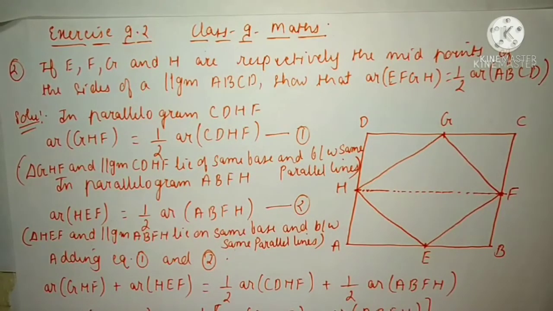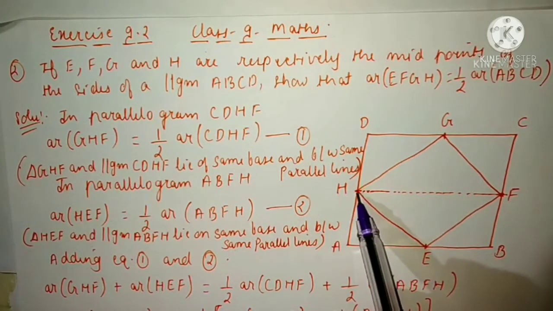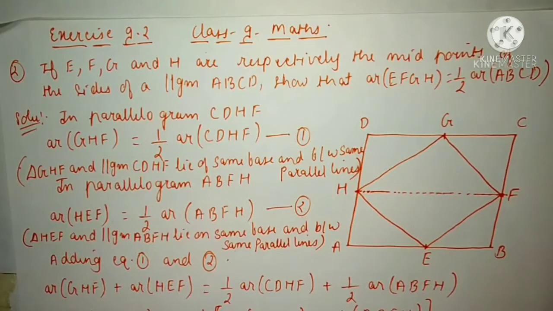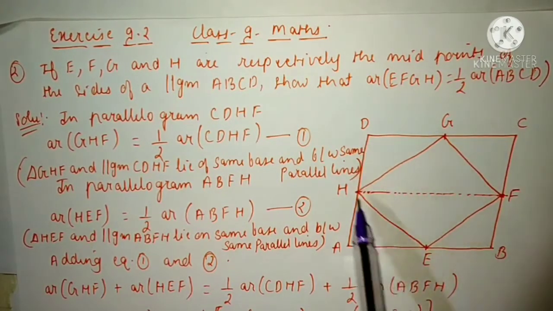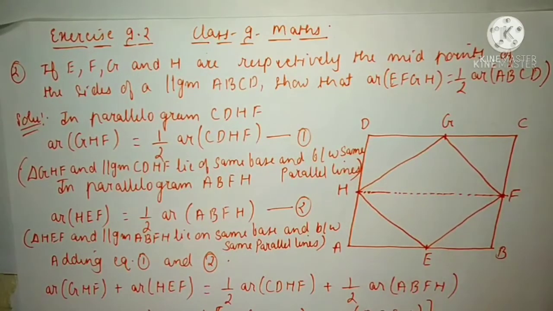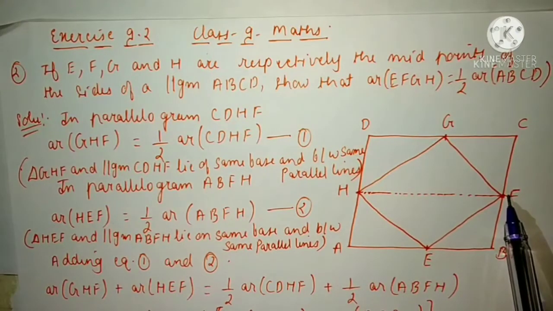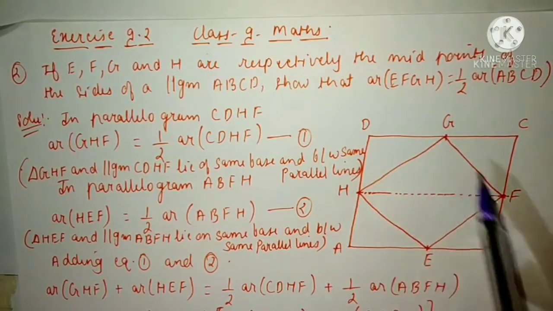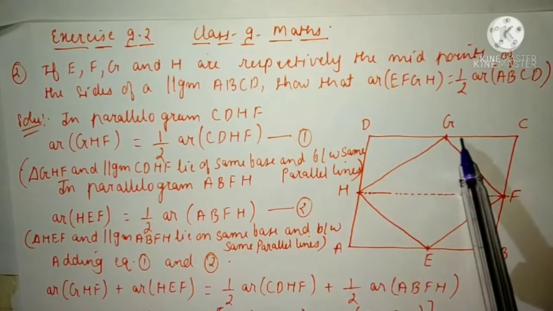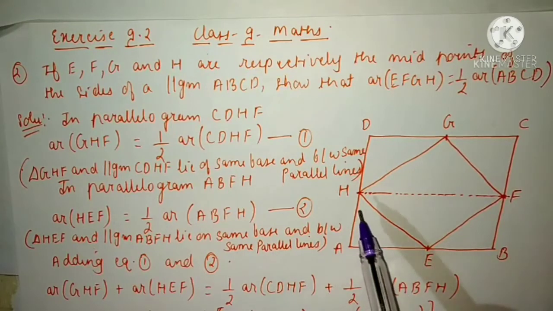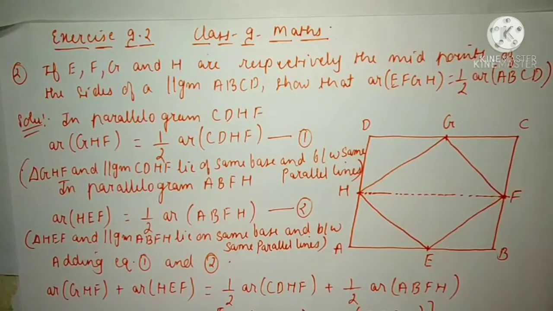Okay, now see the solution. See, first of all we have to do this construction. We have to join HF. Okay, now in parallelogram CDHF, in this parallelogram HF is the base, and with this base one triangle is being formed and one parallelogram is being formed. What is the triangle? HGF. And what is the parallelogram? CDHF. This is the parallelogram.